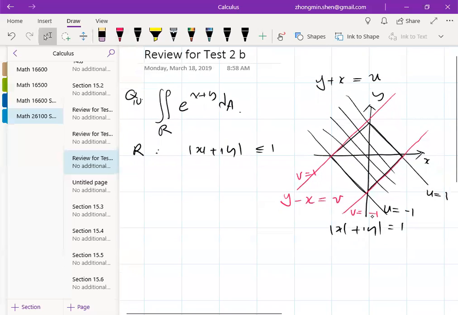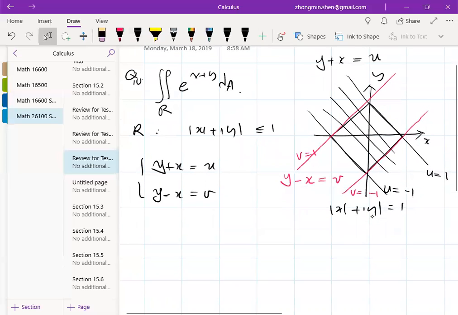Then you can solve for x and y. So this is where we can find a transformation. Now, if the parallelogram is in a different position, then the equations for the two parallel lines will be different, okay? There are two pairs of parallel lines to form the parallelogram. And I will give you a little bit of an idea in general, okay? So let's work on this problem first.